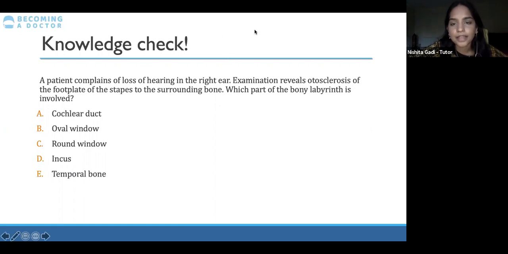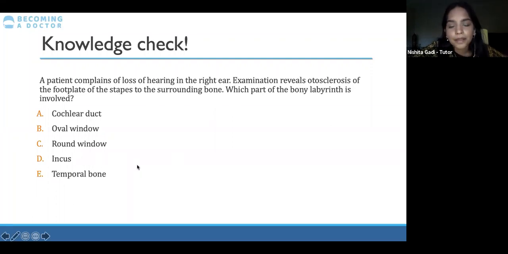Okay, so we had quite a range of answers. Thankfully the majority of you said oval window, which is correct, but I'll go through why the others aren't right. The question was, a patient complains of hearing loss in the right ear. Examination reveals otosclerosis of the foot plate of the stapes to the surrounding bone. So which part of the bony labyrinth is involved?